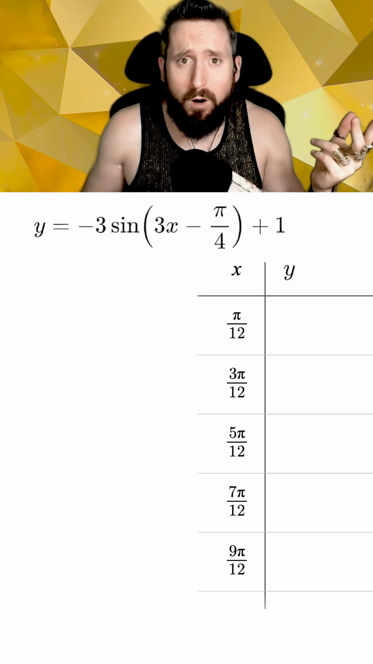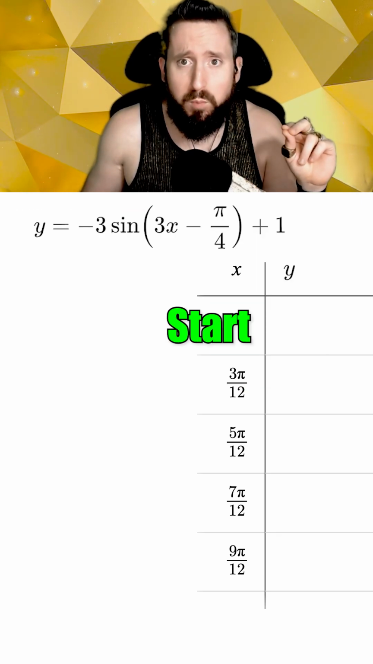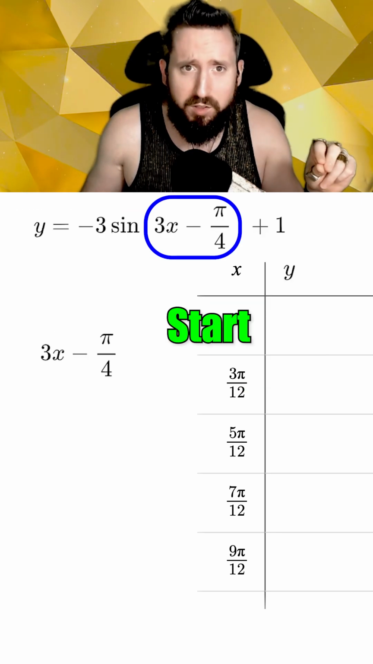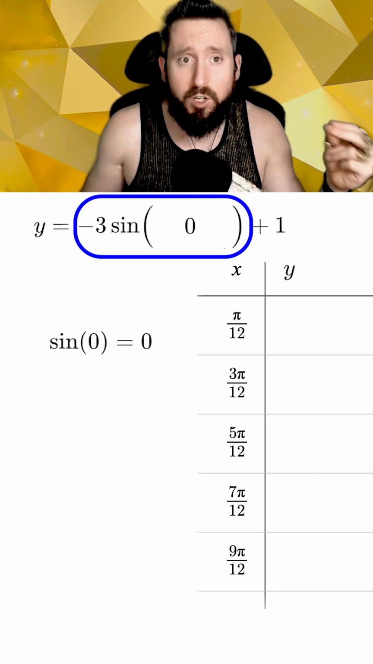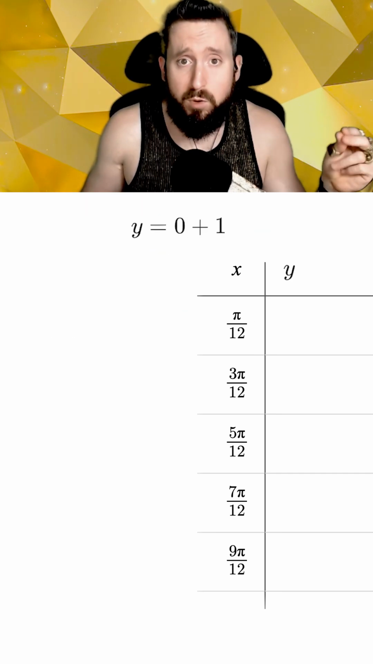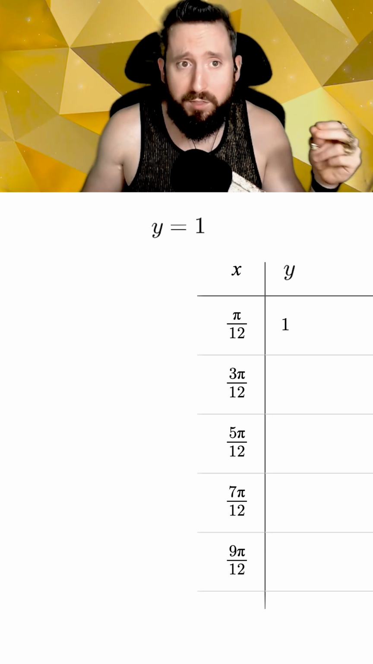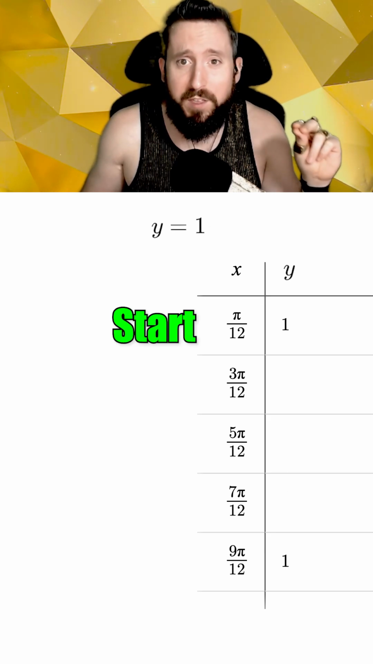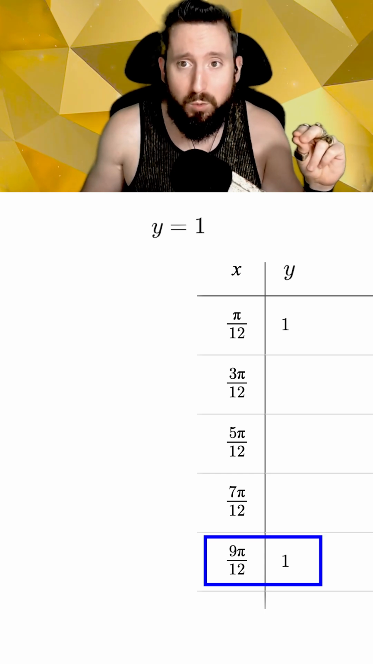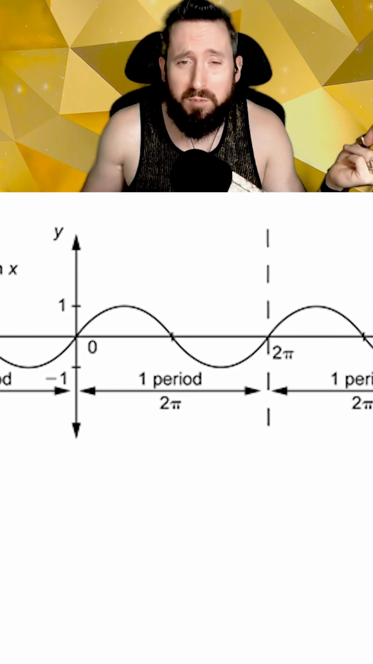If we remember from before, to find the x value for the starting point, we set whatever was inside the parentheses equal to 0. So for this point, we already know that the sine will be doing the sine of 0, which is just 0. So now we see that the y value is just equal to 1 at the starting point, x equals pi over 12, which will also be the same for the ending point, x equals 9 pi over 12. This is because sine and cosine repeat themselves every 2 pi.